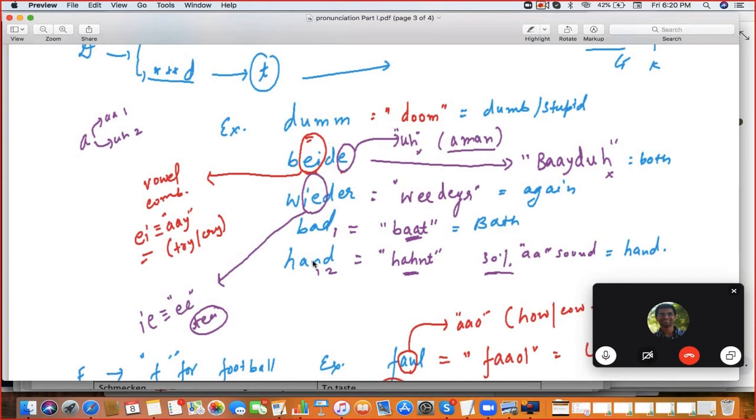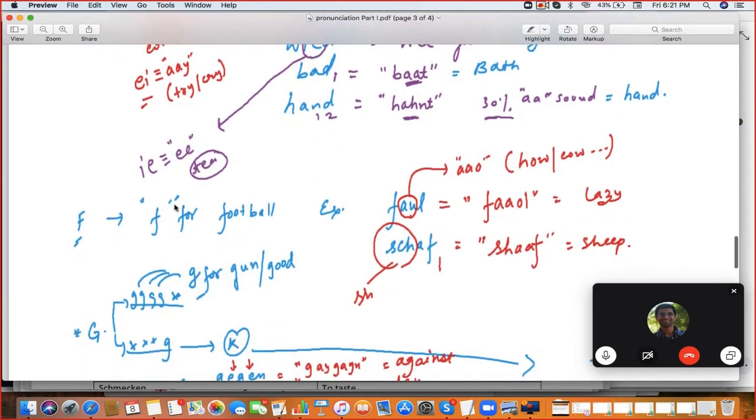Doom, Bider, Weeder, Bart, and Hunt. And Doom: after A, there is a two consonant. How do we pronounce A? Ah. So hunt. Doom, Bider, Weeder, Bart, and Hunt. Clear?